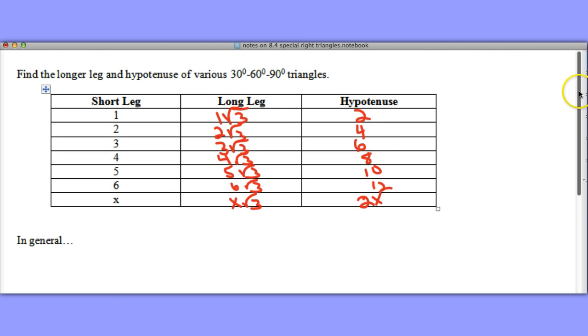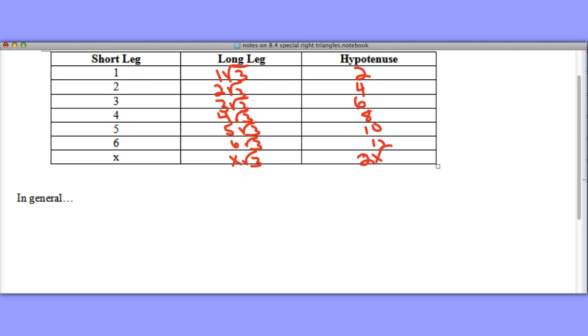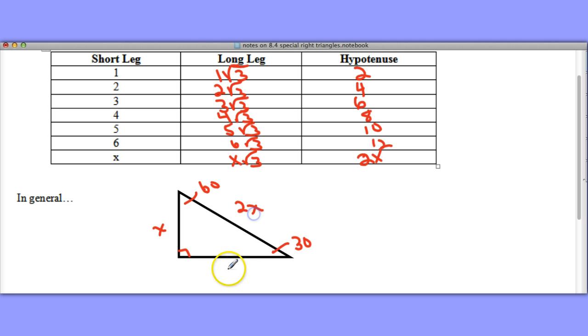Let's draw a general picture of that. So let me grab a 30, 60, 90 right triangle. And so this is going to be 30. That's our short leg here across from the smaller angle. This is 60 here, so our long leg is across from the larger acute angle. And our short leg is x, our hypotenuse is 2x, and our long leg is whatever the short leg is times the square root of 3.